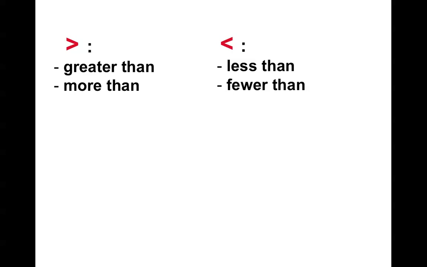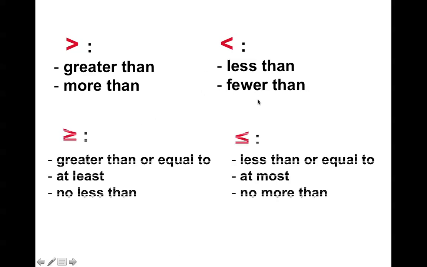Greater than is also known as more than, and less than is also known as fewer than. When we have greater than or equal to, that is also known as at least and no less than. We'll be able to deal with some word problems and you'll be able to see what that means. And right over here, less than or equal to means at most, or no more than. You might want to copy these down. It'll be very beneficial if you do. Let me show you why.